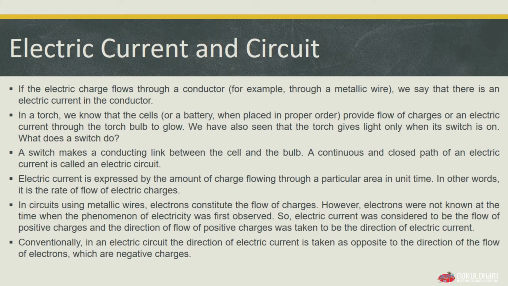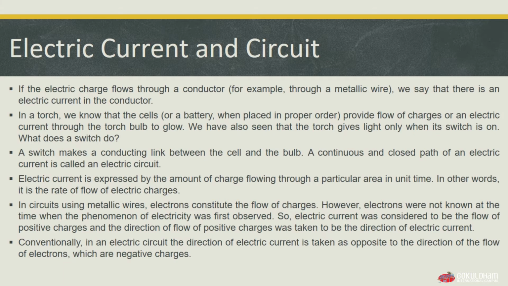The question arises, how is electric current expressed? Electric current is expressed by the amount of charge that is flowing through a particular area in unit time, or in other words, we can say that it is a rate of flow of electric charges. Means electric current is the rate of flow of the electric charges inside any area in unit time.